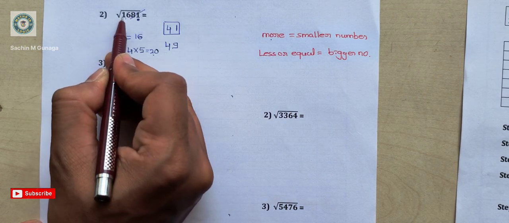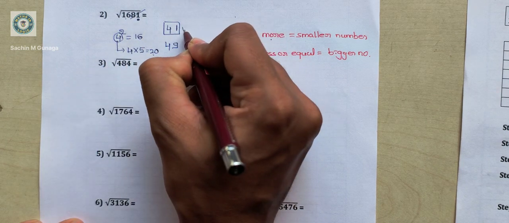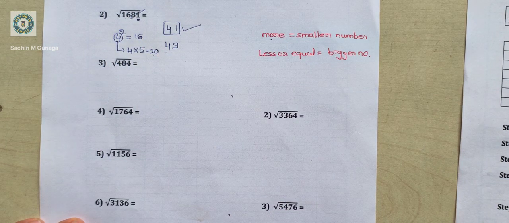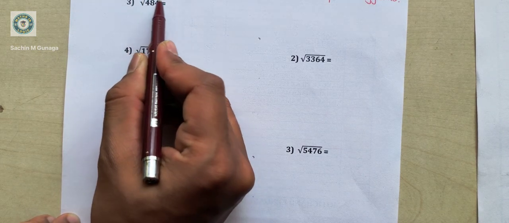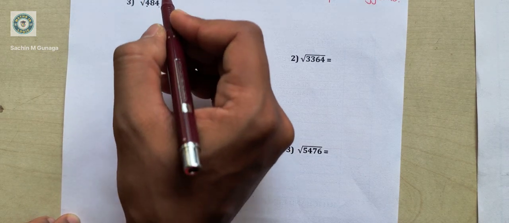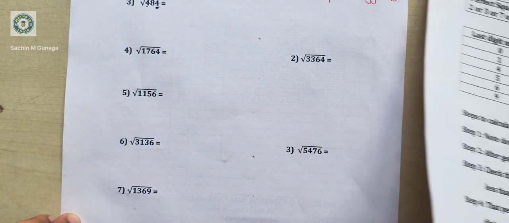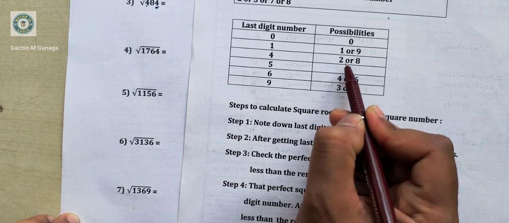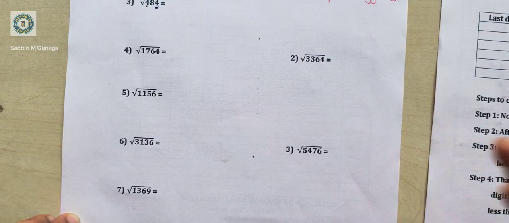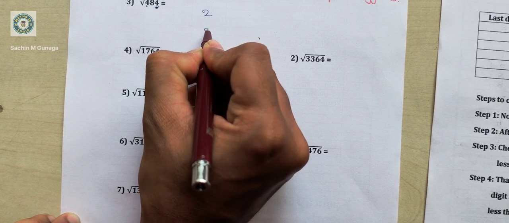Therefore square root of 1681, answer is how much here? 41. Next, question number 3, square root of 484. Here the last digit number is what here? 4, therefore last digit number 4 possibility is 2 or 8. So note down here 2 or 8.